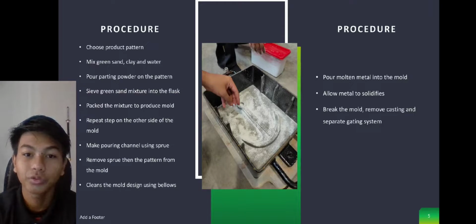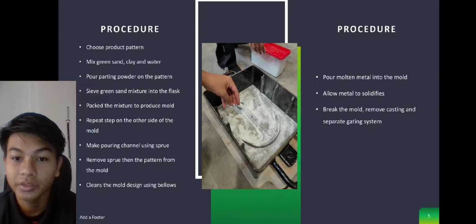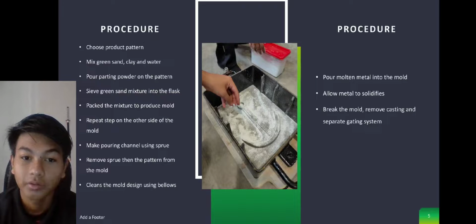My name is Muhammad Irfan and I will talk about the procedure. Firstly, we must choose the product model pattern that we want. Second, we have to prepare green sand, mixing the green sand with clay and water with Retire 731. Third, we must pour some parting powder on the pattern before pouring the green sand mixture. Next, we have to sieve the green sand mixture before we fill up the flask. Then pack the pattern into the sand mold and repeat the same step for the other side of the mold.